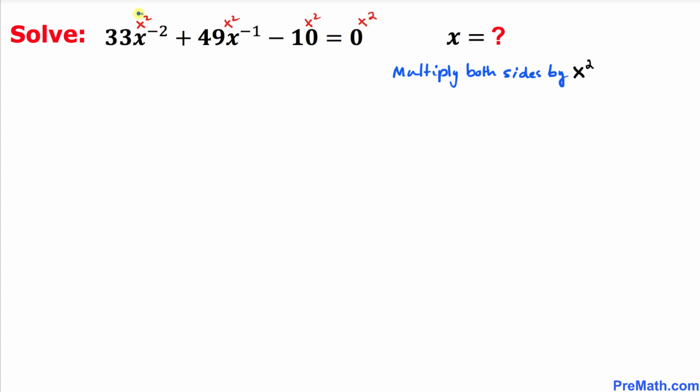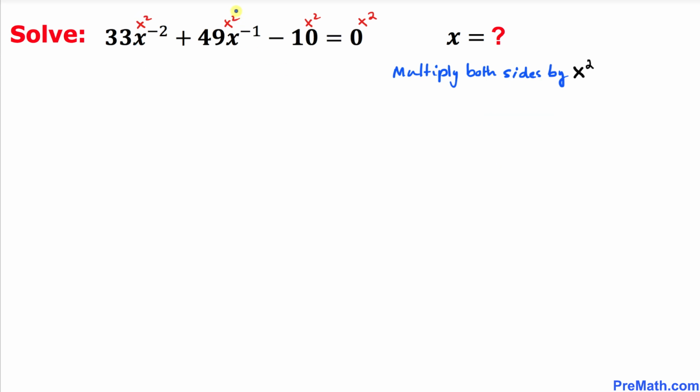Now let's focus on this part, x squared times x to the power negative 2. Here I have copied it down, as you can see. I can write this x to the power negative 2 as 1 over x squared, and I can leave this x squared over here. Now we can see x squared and x squared cancel out, so this is equal to 1. Therefore, x squared times x to the power negative 2 is equal to just 1.